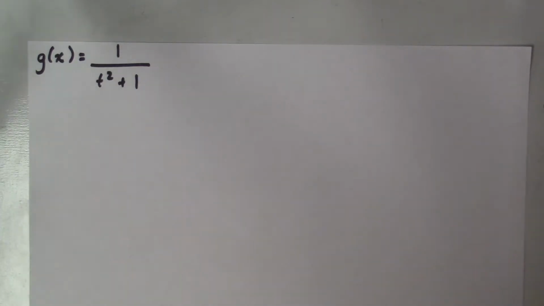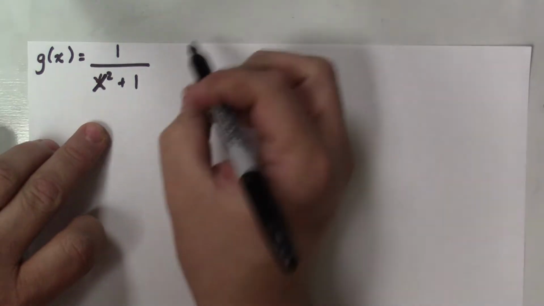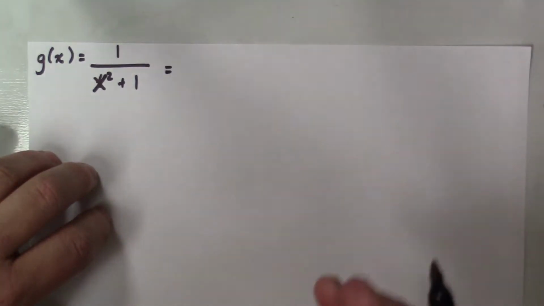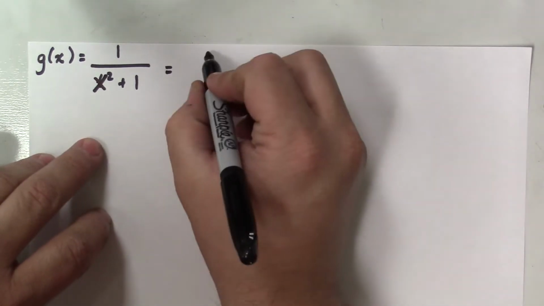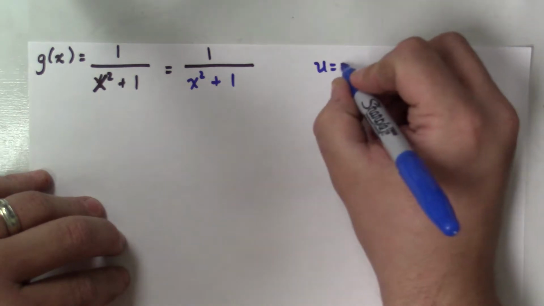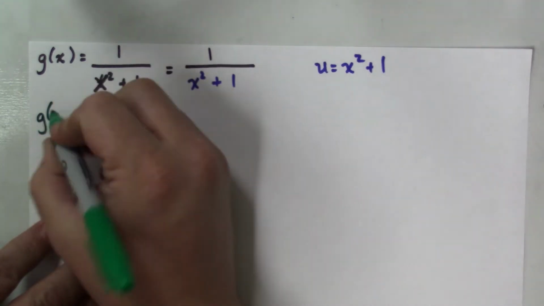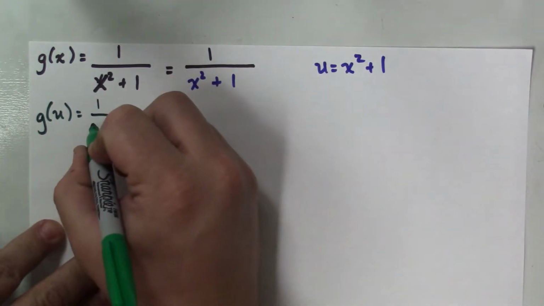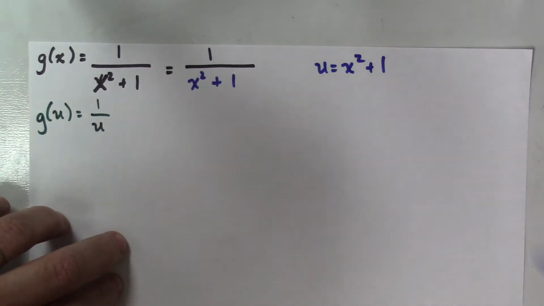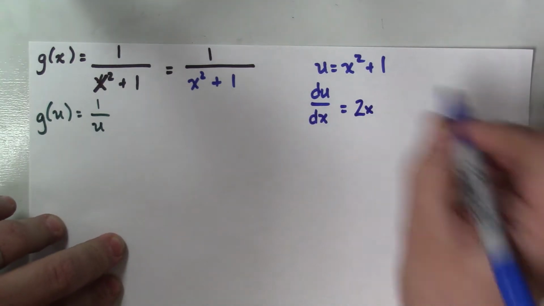And I'm going to run through the example where g of x is 1 over x squared plus 1. So my goal here is to figure out what's the ugly function and what I can break out. I'm going to write this part in blue again so I can really separate it out. I'm going to define u as x squared plus 1, which means that g of u is just 1 over u. So the derivative of u with respect to x is 2x.